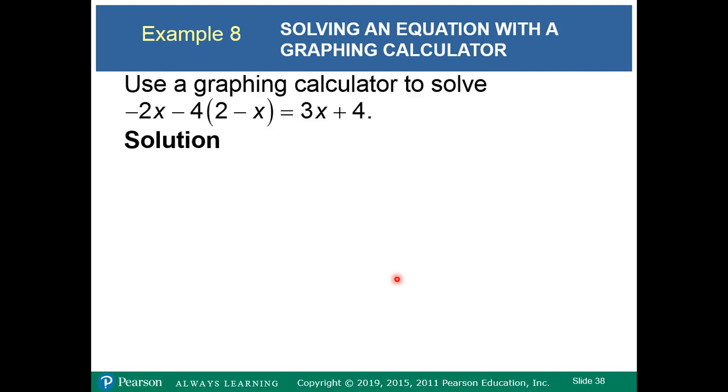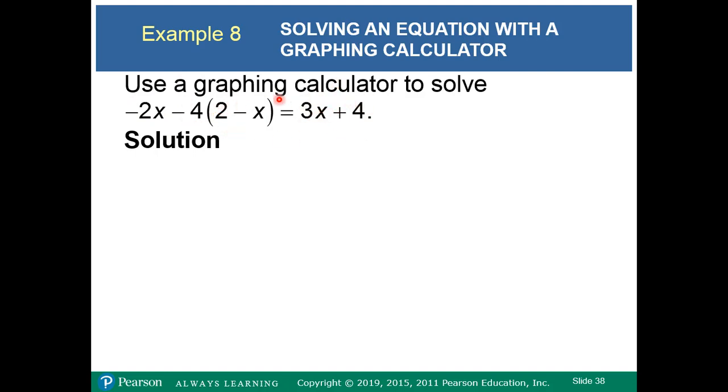Now, if we use a graphing calculator to solve this, how do we do that? Well, we can look at this side of the equal sign as one function, and we can look at this side of the equation as another function, right? So we can graph this function on our calculator and also graph this function on our calculator. Let's call this f of x and this side g of x.